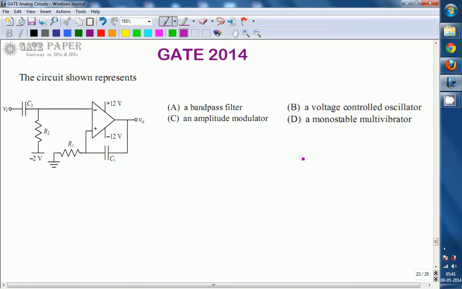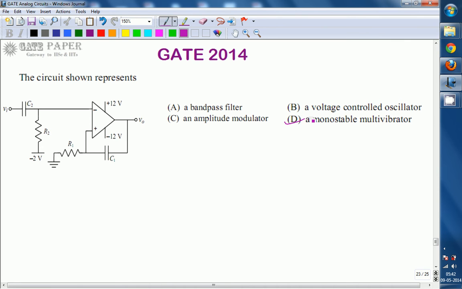Hello, we are discussing the GATE 2014 ECE paper, and this topic is related to analog circuits. Look at the circuit shown. The circuit represents A. Bandpass filter, B. Voltage controlled oscillator, C. Amplitude modulator, D. Monostable multivibrator. The right option for this one is D. It represents a monostable multivibrator.